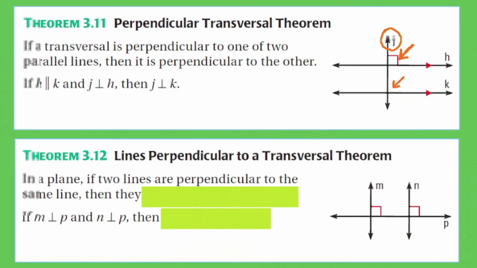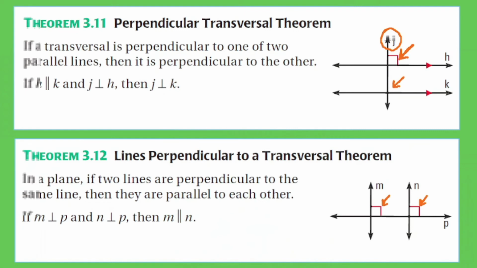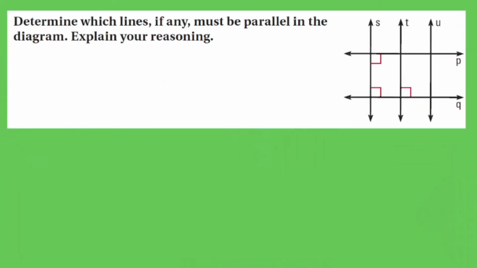And theorem 3.12, lines perpendicular to a transversal theorem. This one says, in a plane, if 2 lines are perpendicular to the same line, so in the picture M and N are both perpendicular to P, then they, meaning lines M and N, are parallel to each other. And again, I don't think that's too surprising, because we know a lot about how corresponding angles give us parallel lines. Our corresponding angles happen to be right angles, but that doesn't matter much, so double perpendiculars are going to tell us that those are parallel.